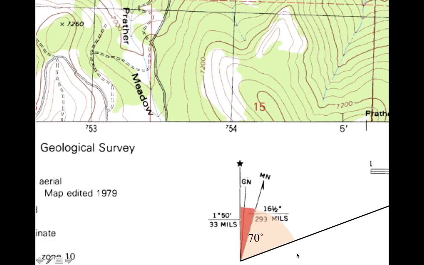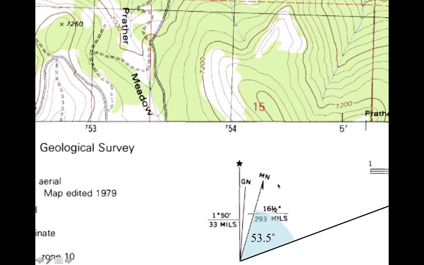Now, to adjust for that, you can simply subtract out this angle here, the 16.5 degrees, the difference between true north and magnetic north. And you can determine when you're looking at your compass, you actually need to travel at 53.5 degrees.